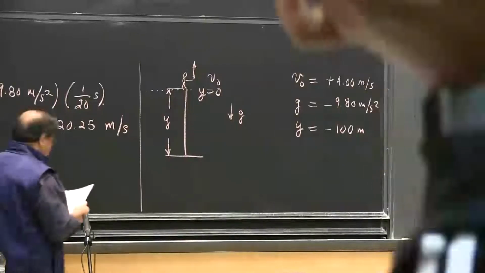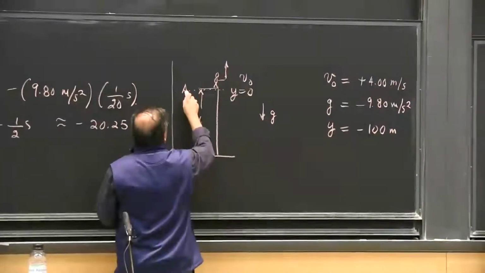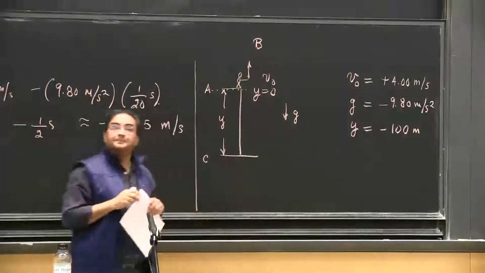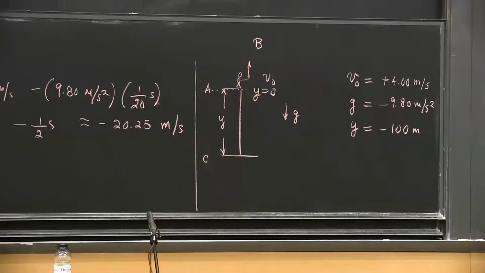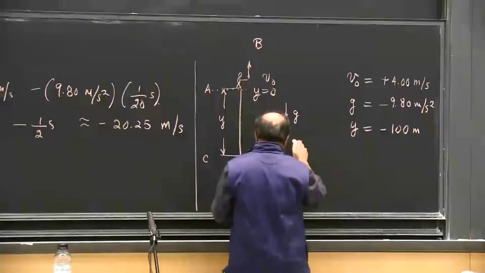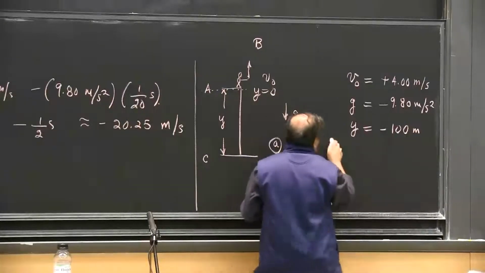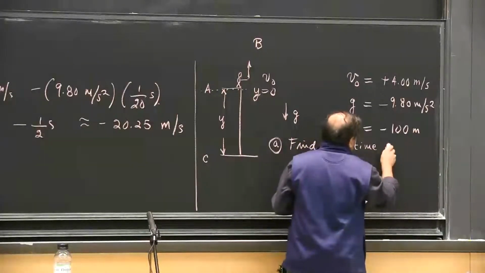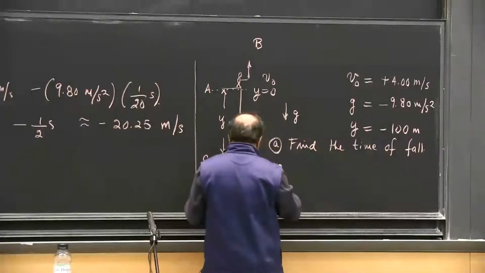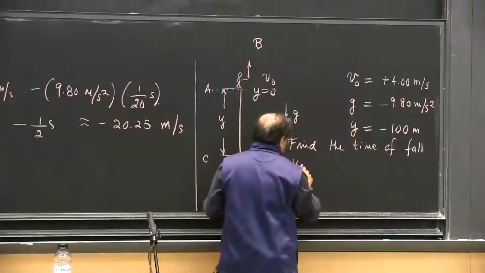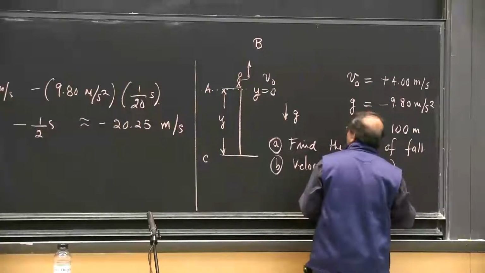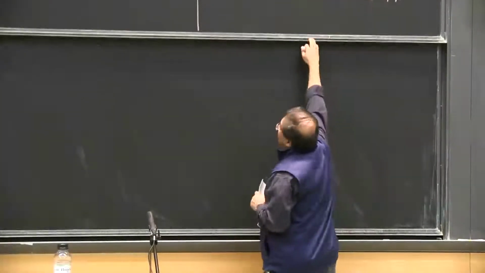So let us find out the following things. Let's call this point A. Let's call this lower point C. And the highest point here B. It's good to give them names. It turns out to be a convenient thing to do. So what we want to find out are two things. First, I want to find out the time of fall, that is, the time to reach C. And I also want to find out the final velocity, which is the velocity at C. Let's see if we can do this problem.